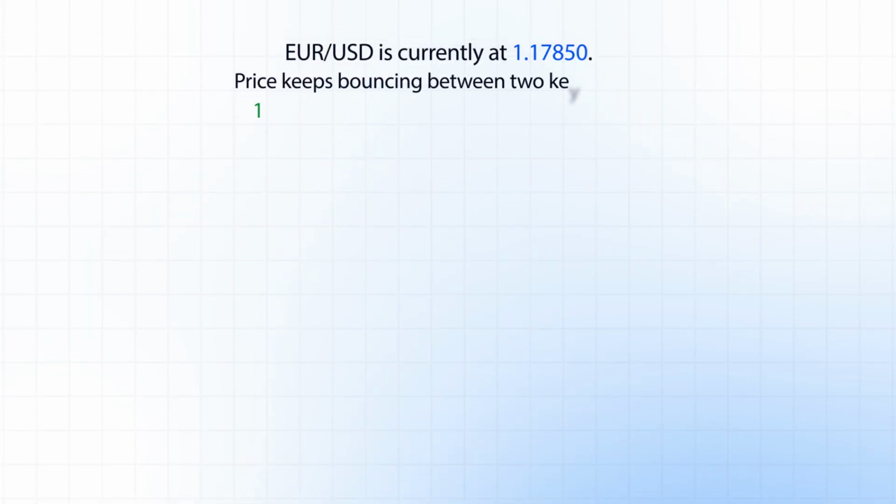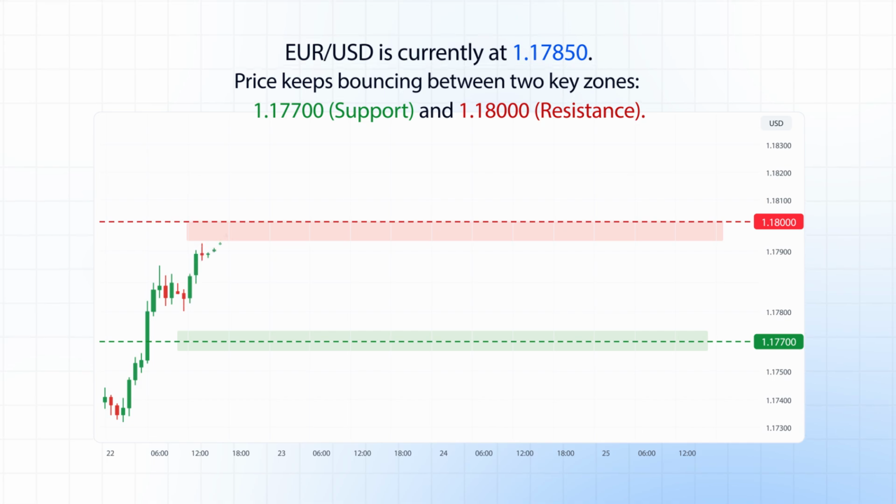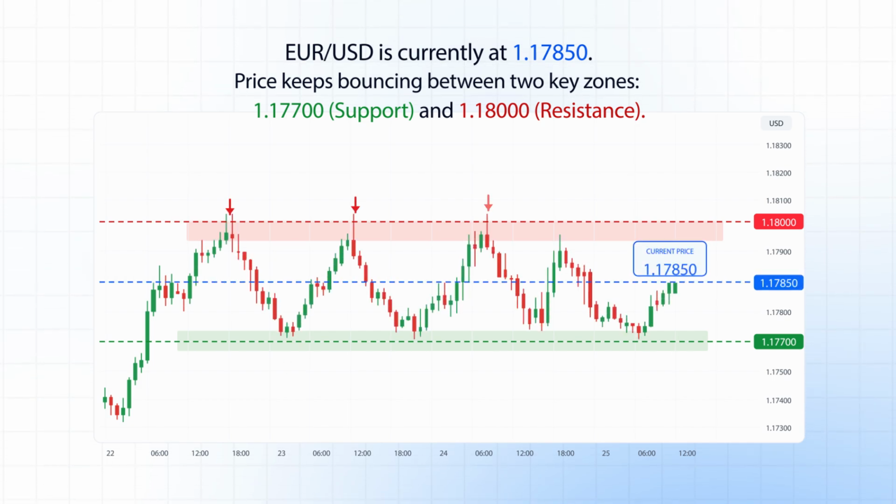For example, let's look at the Euro USD charts. We see that the price right now is at 1.17850, but we notice that the price continually bounces up and down from the two zones 1.17700 and 1.18000. So these will potentially be our support and resistance levels. If the price reaches the support, many traders might go in with a buy. If price reaches the resistance, many traders might go in with a sell. This is a good first indication, but of course these levels can change a lot during the day, during the week, or during the month. And there are zones stronger than others.